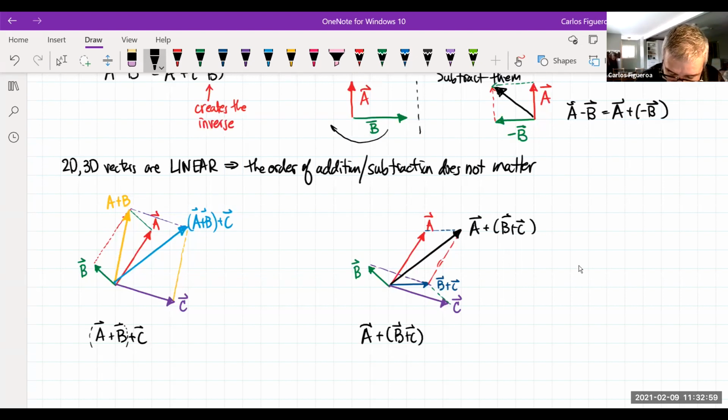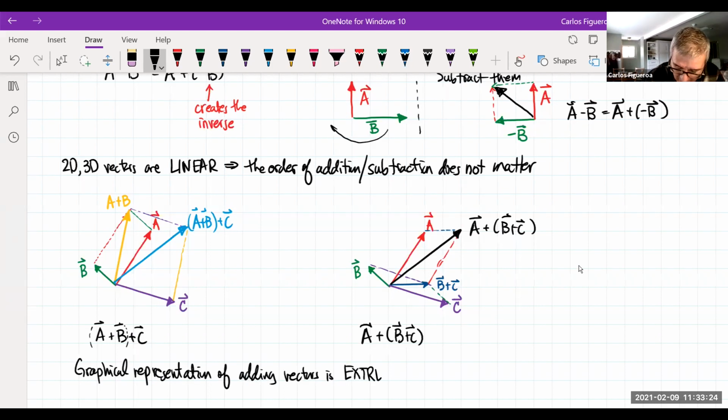But the fact is that you're seeing that this can be quite painful, right? The graphical representation of adding vectors is extremely painful to get accurate numbers.